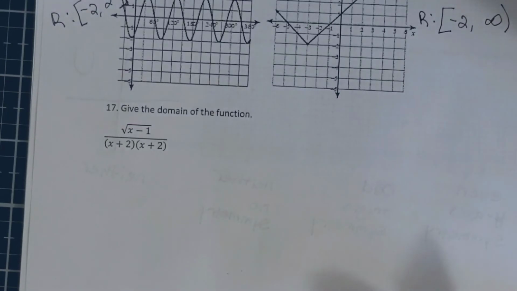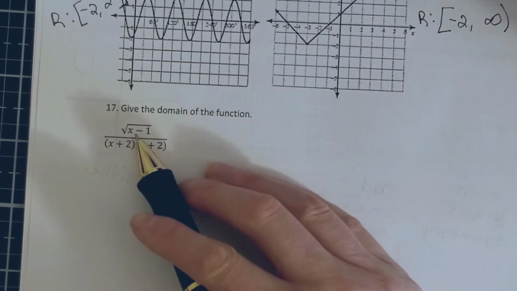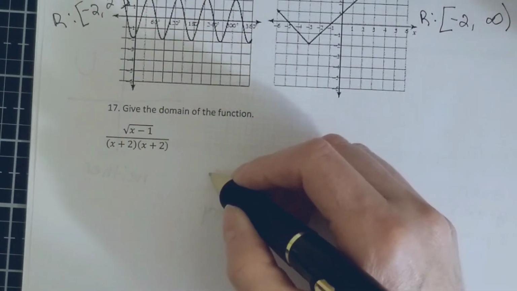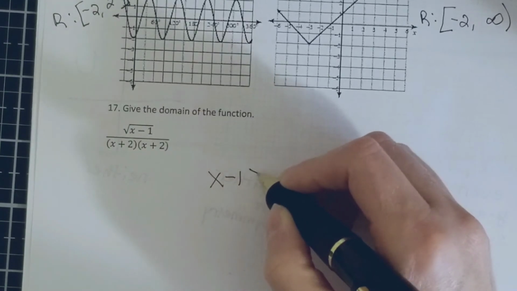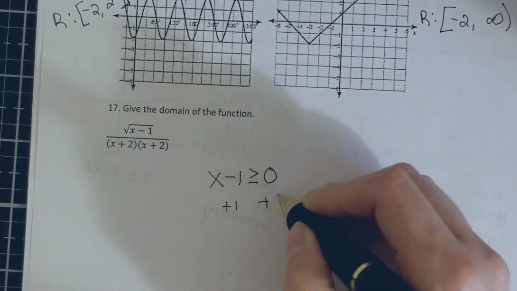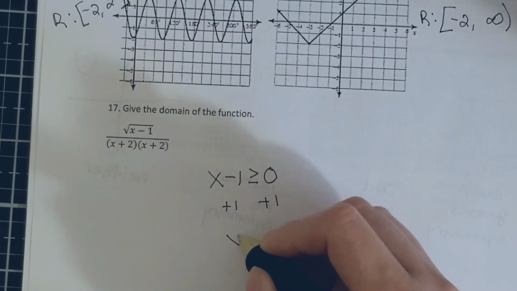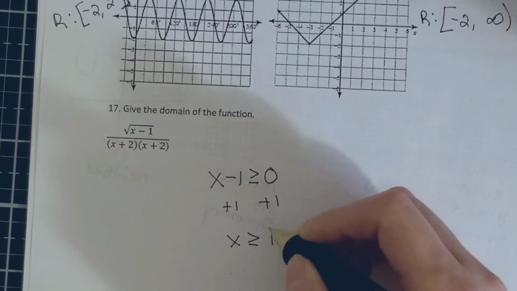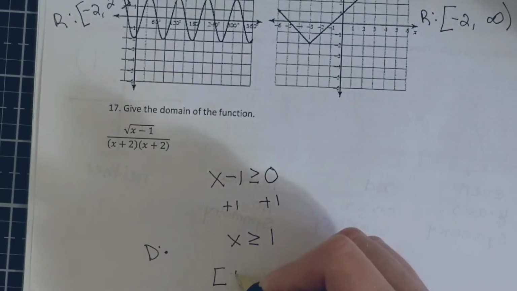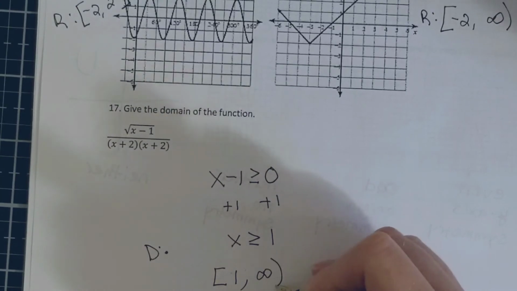Number 17, give the domain of the function. So what you want to do is look for the square root, and you're going to set that piece greater than or equal to 0. So I have x minus 1 is greater than or equal to 0. We will add 1 to both sides. So x is greater than or equal to 1. That would be your domain. So we would have 1 to infinity.